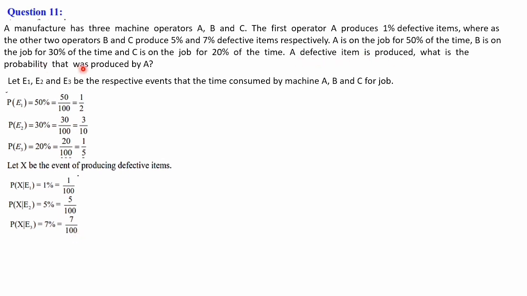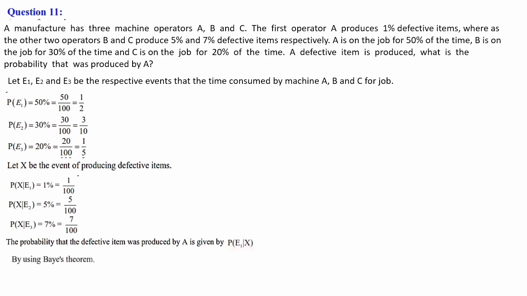Then we have to find out, if a defective item is produced, what is the probability that it was produced by A, that is E1. So we have to calculate E1 given X. The probability that the defective item was produced by A is given by the probability of E1 given X.